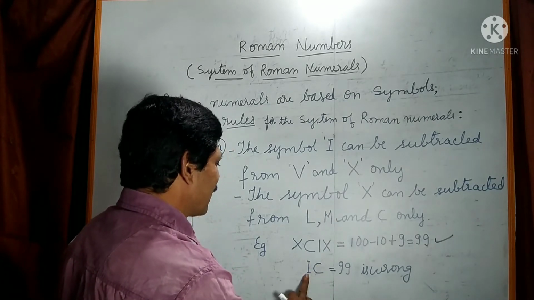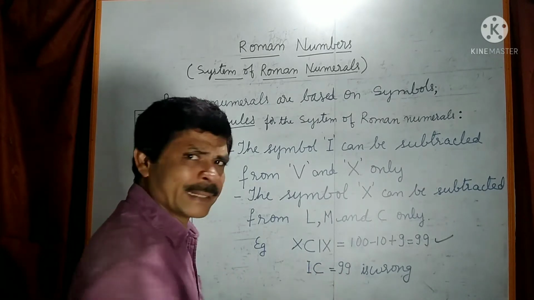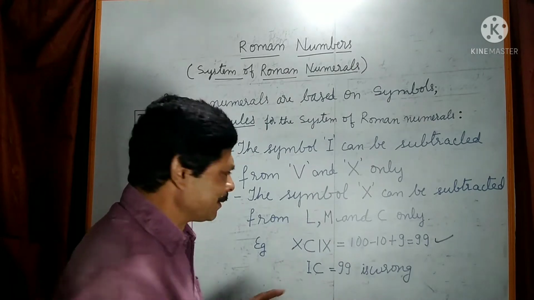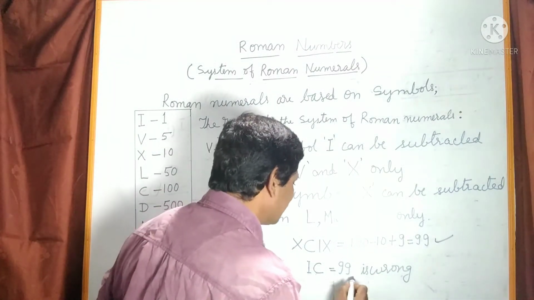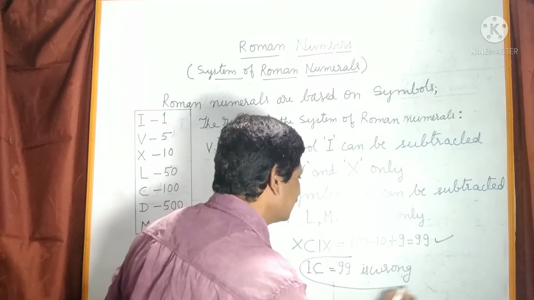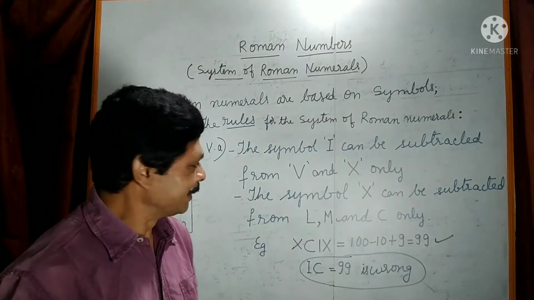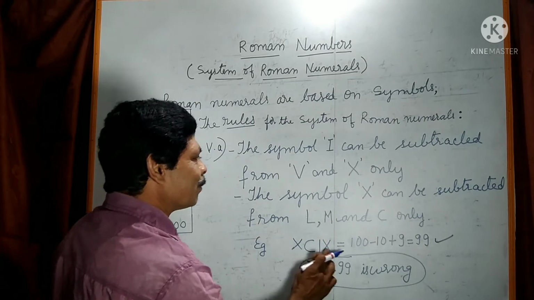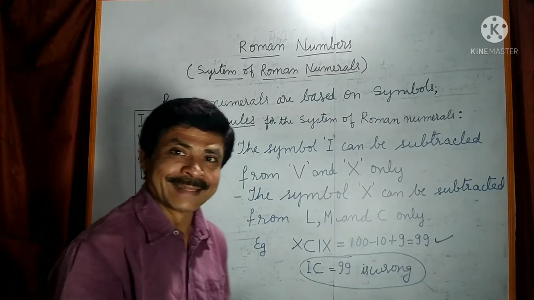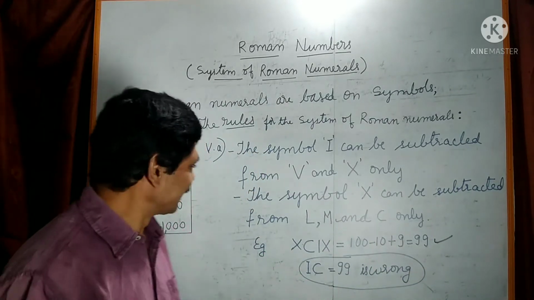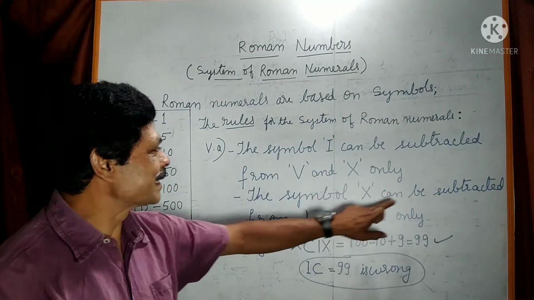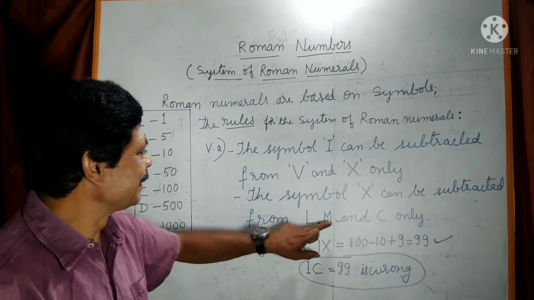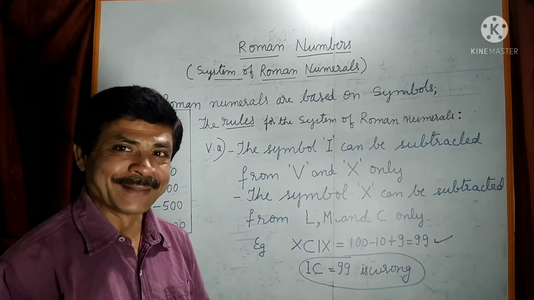100 minus 1 is equal to 99. This is wrong. This is 100% wrong. This violates the rule. So we write like this: 100 minus 10 plus 9 is equal to 99. This is correct. Next, the symbol X can be subtracted from L, M and C only.